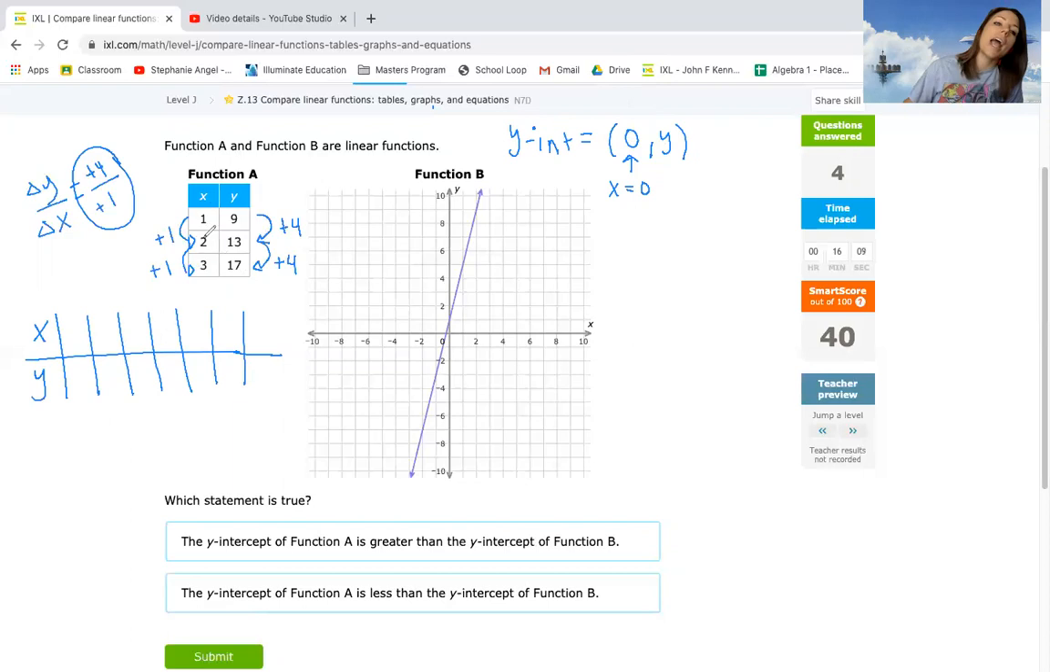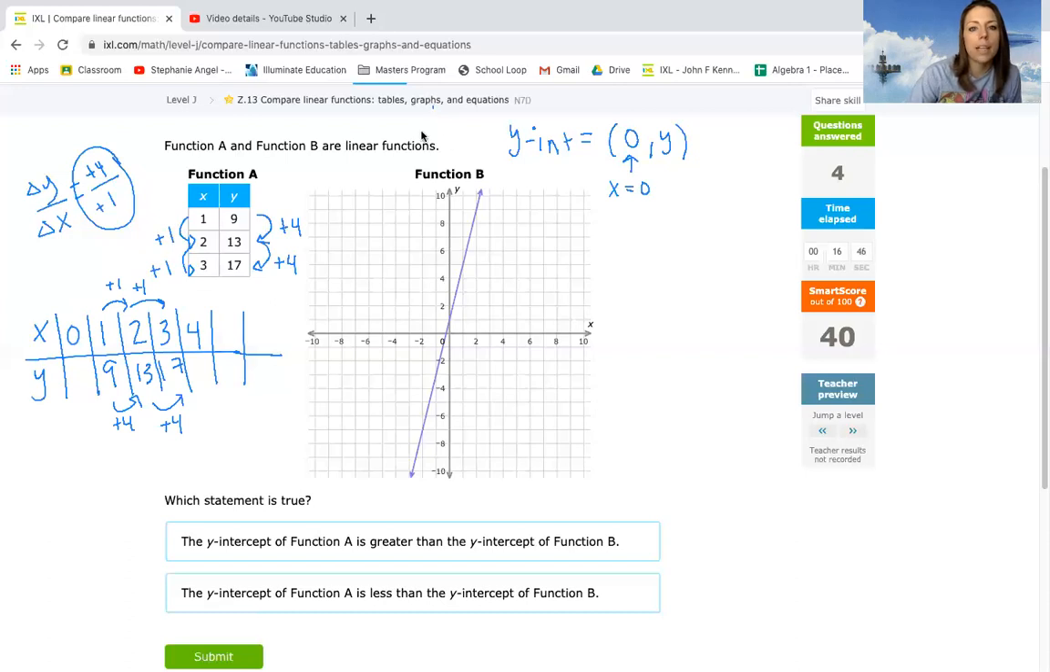Now notice, I have points 1, 2, and 3. Well, I don't need to figure out 4, 5, and 6. I don't care when x is 4, 5, or 6. I care when x is 0. So I'm going to actually put 1, 2, and 3 here, and then 9, 13, and 17 here. So again, my change in x is that I'm adding 1 each time, and my change in y is that I'm adding 4 each time. So do I want to find this point here when x is 4, or do I want to find when x is 0?